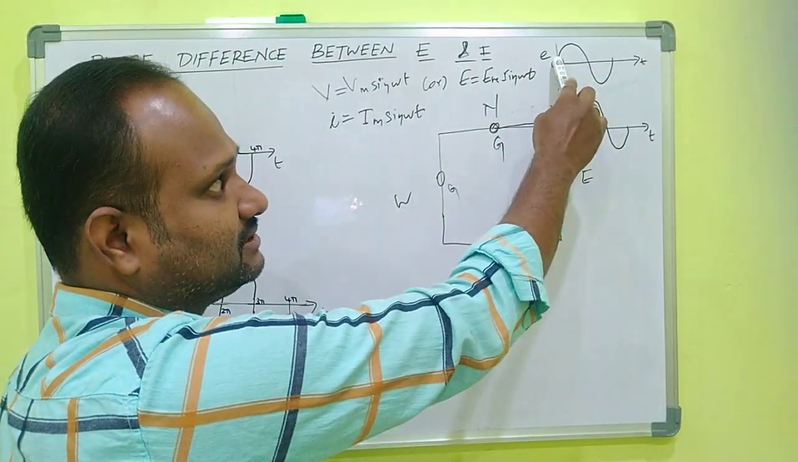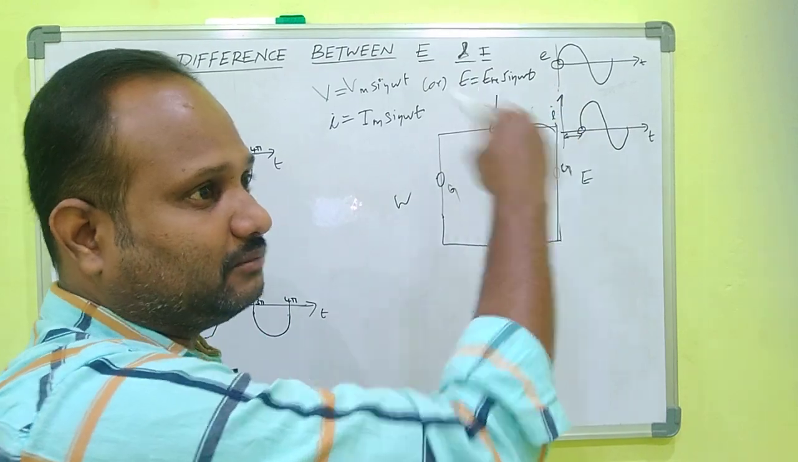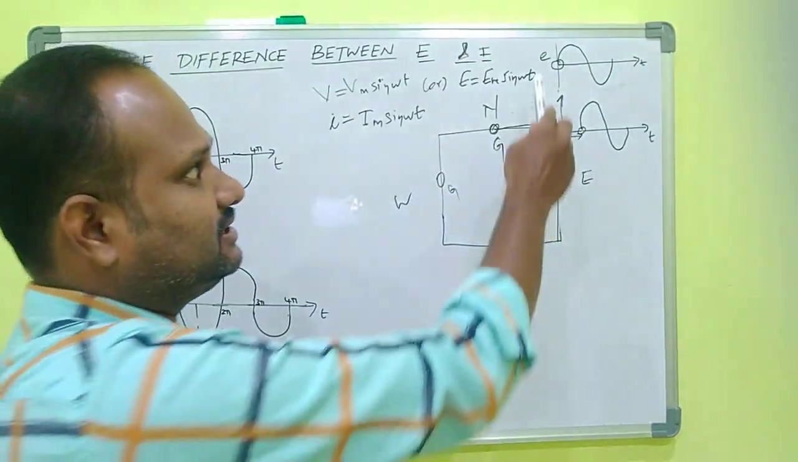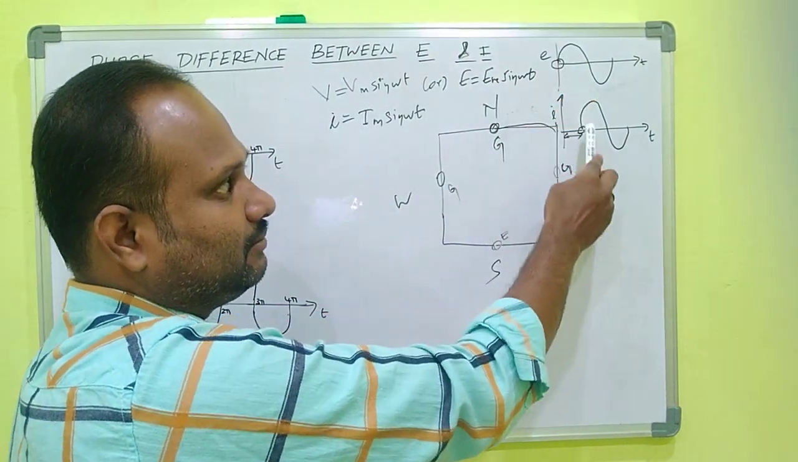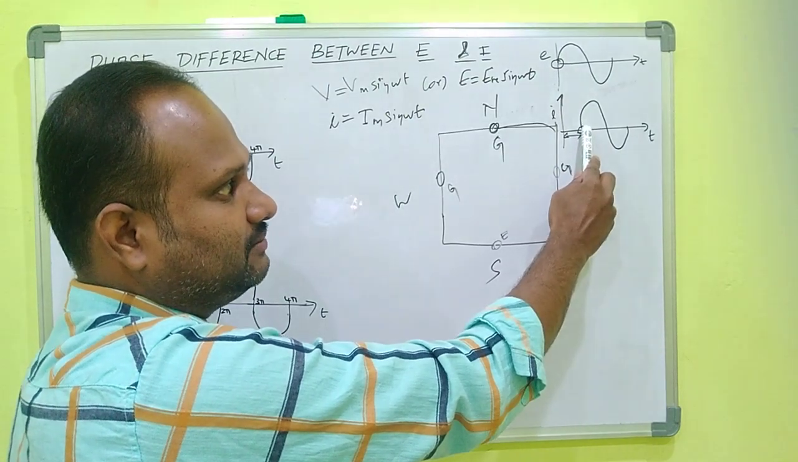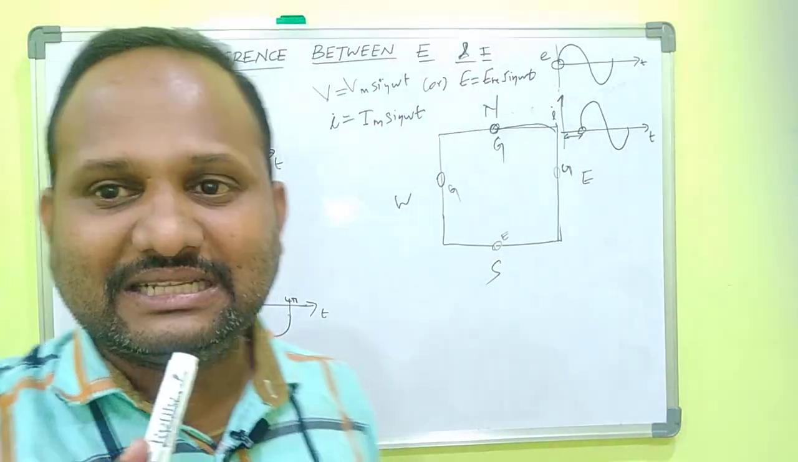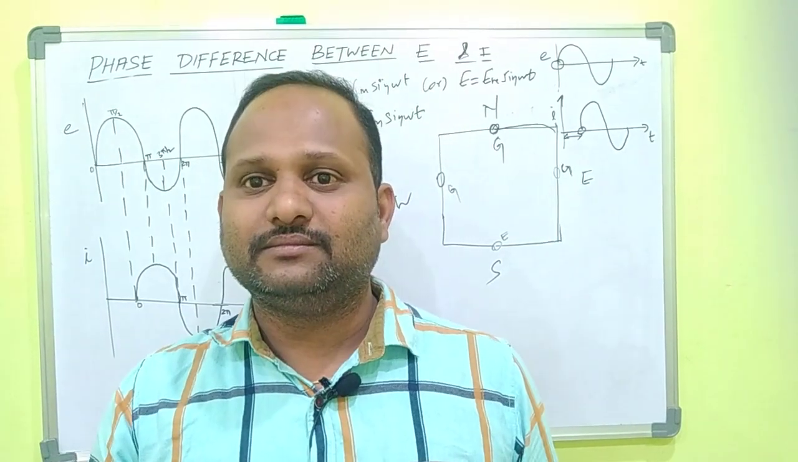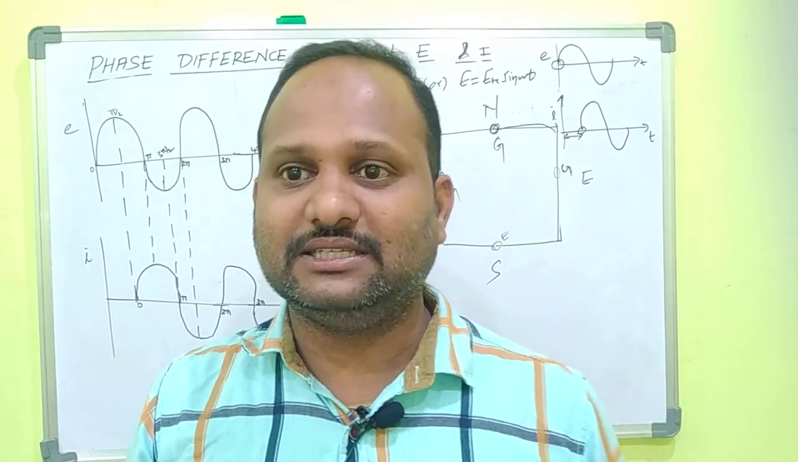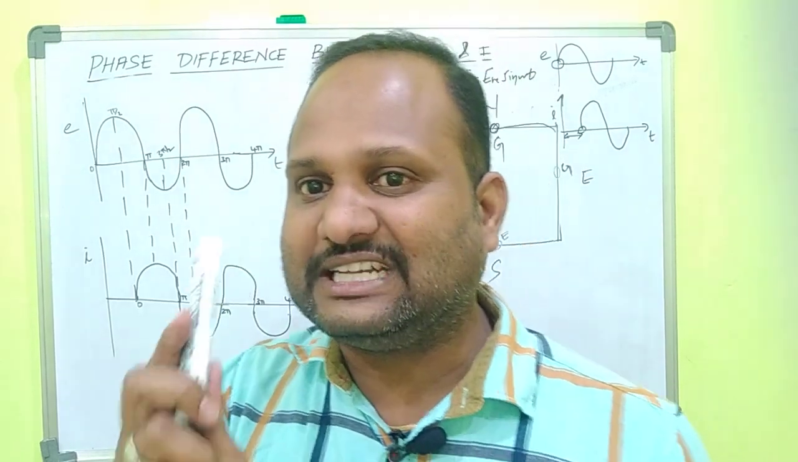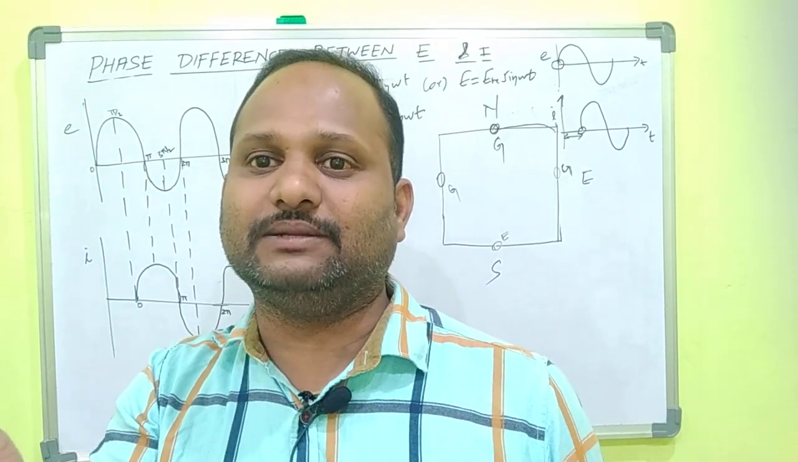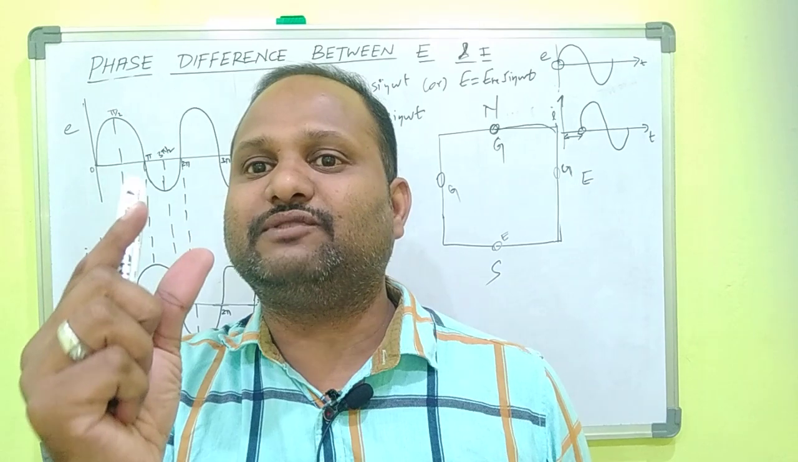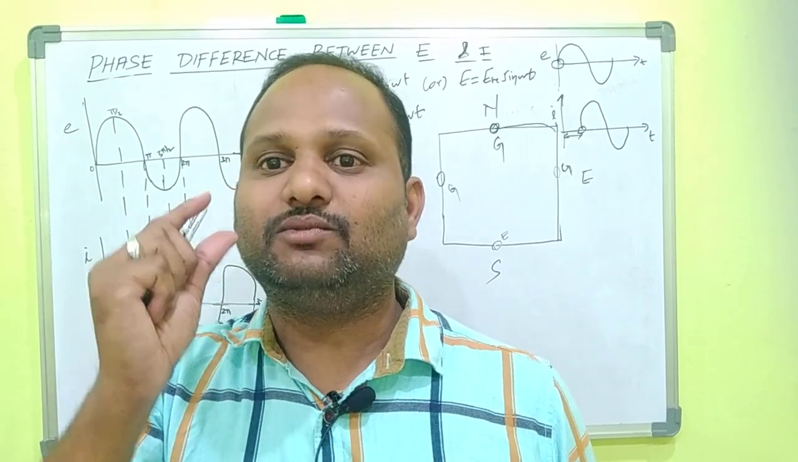But the energy is given by the EMF from the origin. The energy is given from the origin, but the current starts producing from this point only. So there is a time delay of transferring the energy. EMF is given the energy, but due to the time delay of energy transformation, there is a phase difference between the current and voltage.